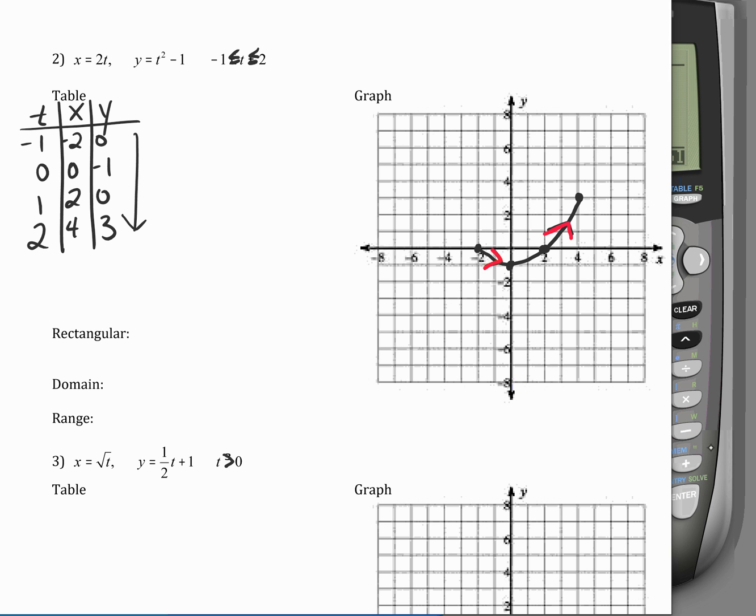Again, notice I'm not putting them on the ends of the graph because the graph itself starts here and stops here. So before I even do my converting, I can see that I'm going from -2 to 4 in my domain. So write those two different options. And then the range, I'm going from -1 is my lowest and 3 is my highest.